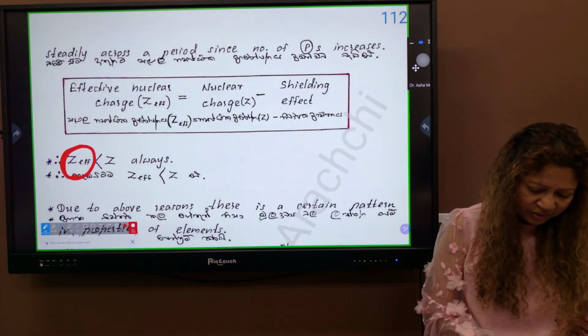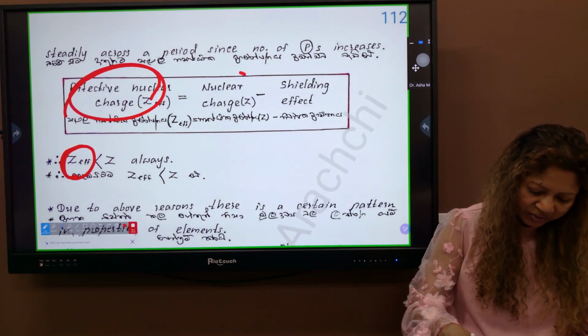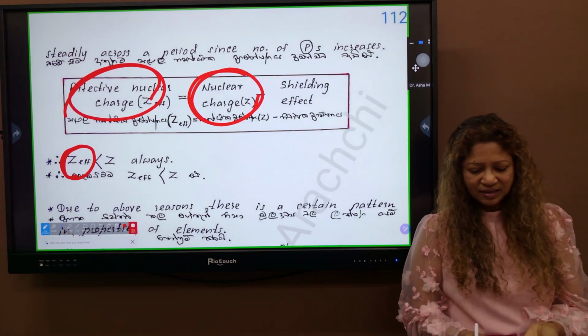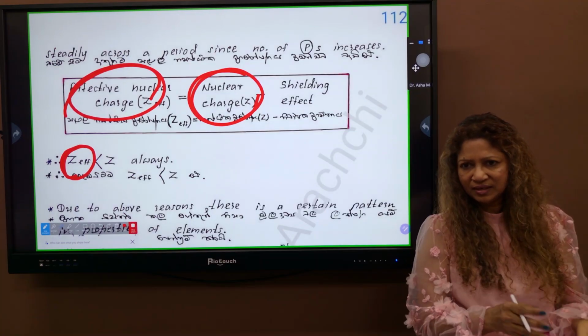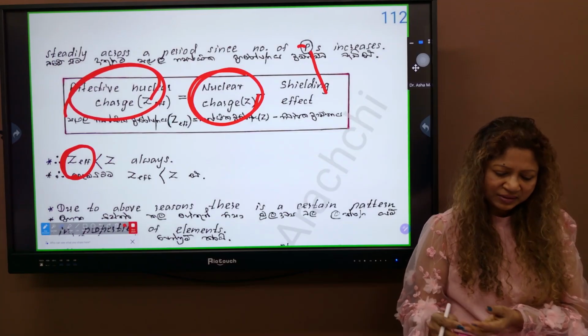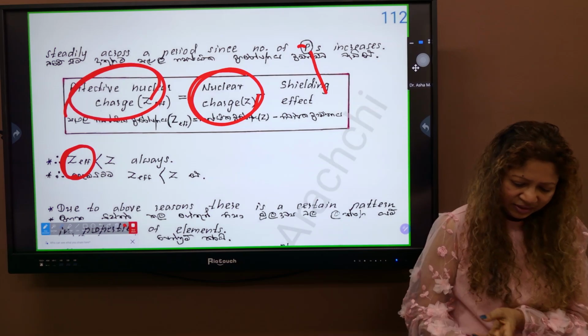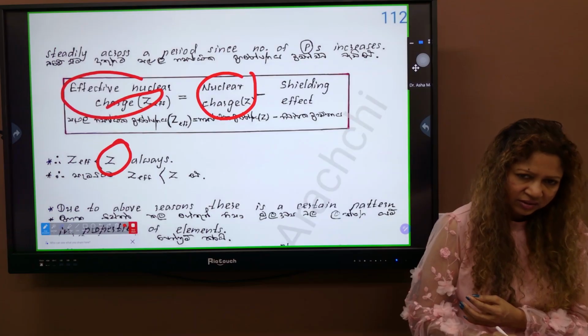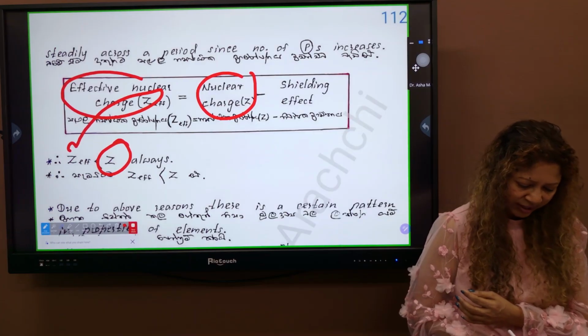Effective nuclear charge is always less compared to the real one. True love is always greater. The only thing is mom or dad has to attend to younger siblings, so you don't feel the real attention. Then it feels like less attraction, but the real nuclear charge is always greater than the effective nuclear charge. Understood?